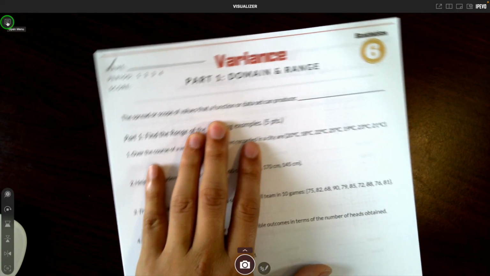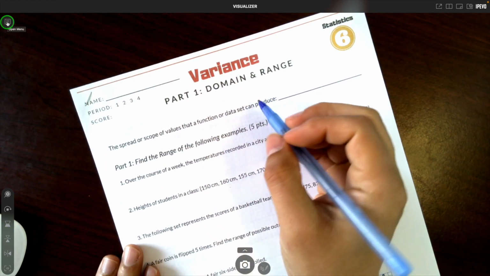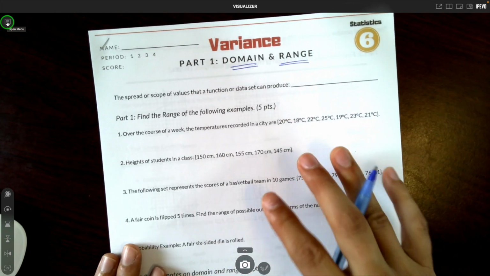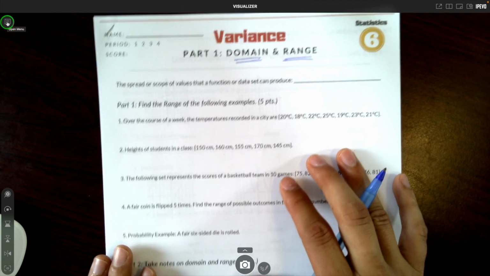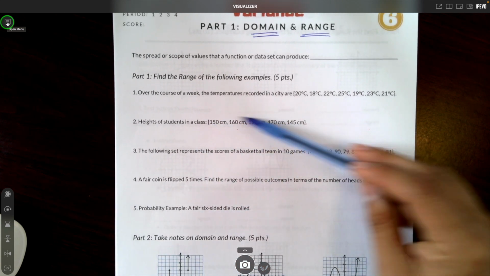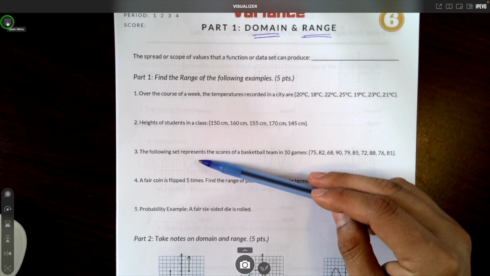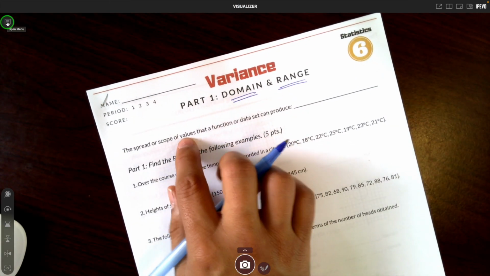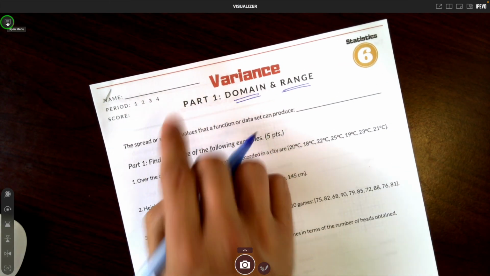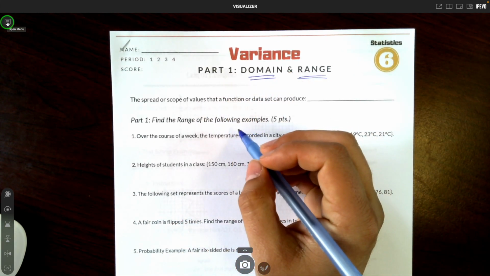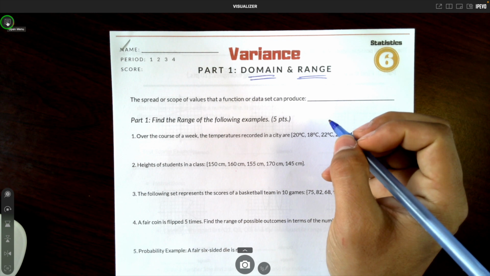Right here, this is part 1, and I call this domain and range. This first part is kind of all over the place. By that I mean these are two different things. So make sure that you put your name and the period that you're in. But we're talking about variance right now.